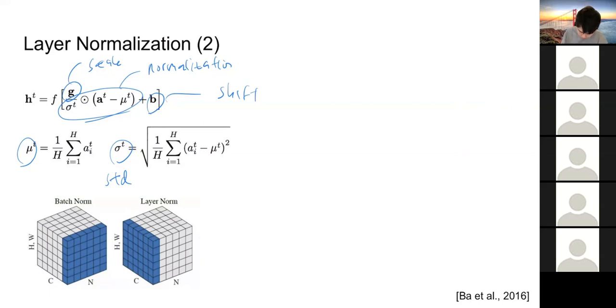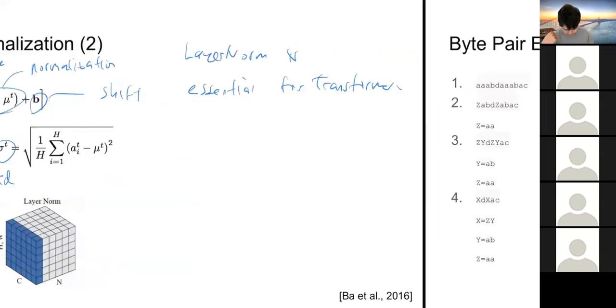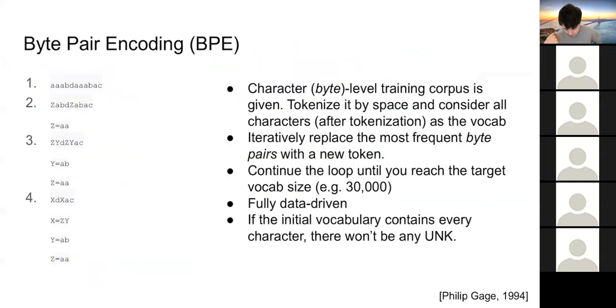So layer norm is essential for transformers. It was proposed in 2016 and the transformer was proposed in 2017, so you get how the timeline works. It has also been empirically shown that this works well with LSTMs, RNNs, etc. And now byte pair encoding.